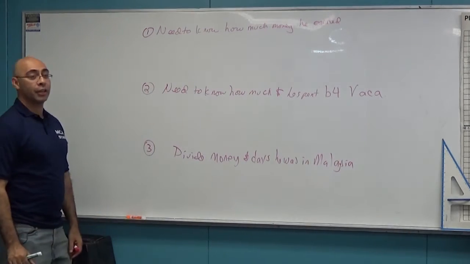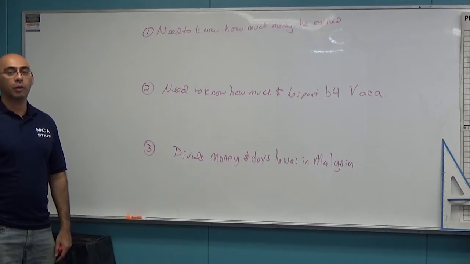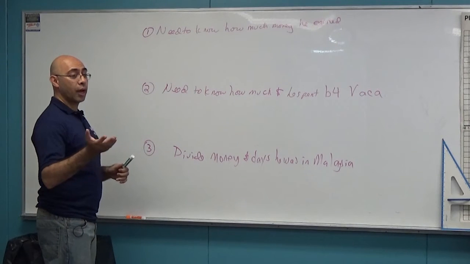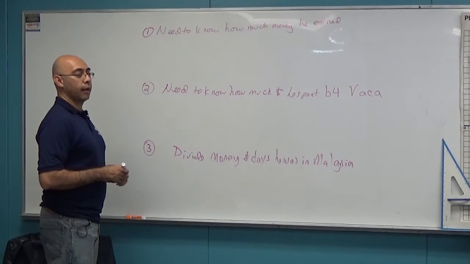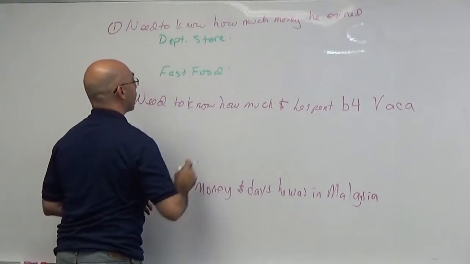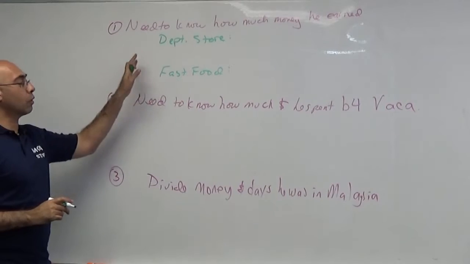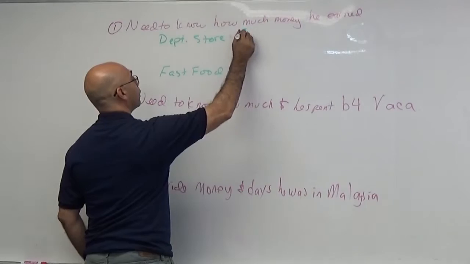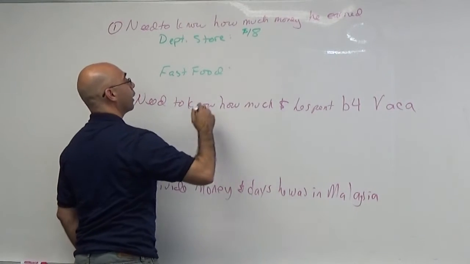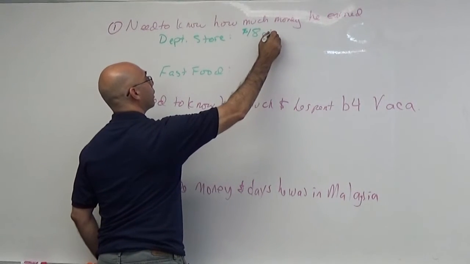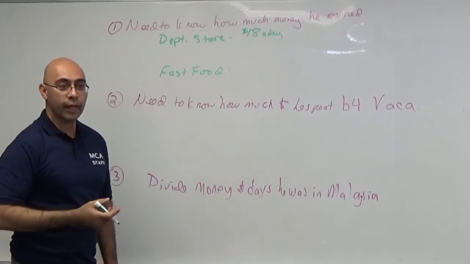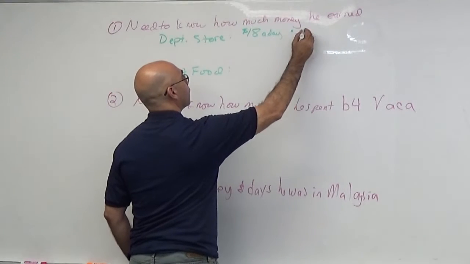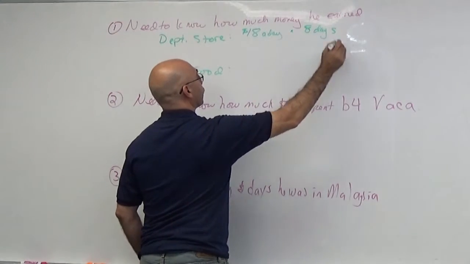I need to know how much money he earned. Does it say anything about earning money in this problem? He had a couple of jobs, so we need to know what his jobs were. He worked 2 jobs, department store and fast food. They tell us how much he made at the department store: $18 a day, for 8 days.